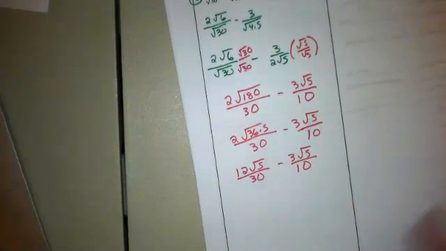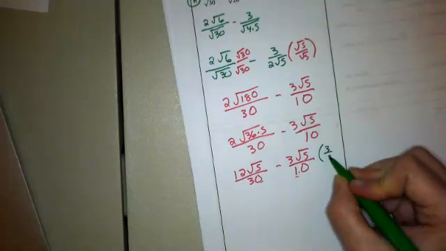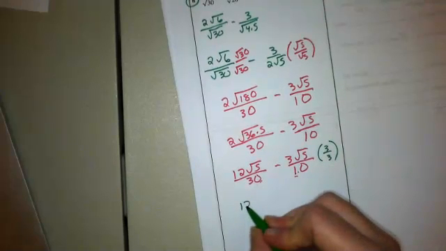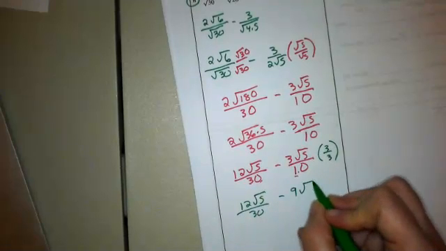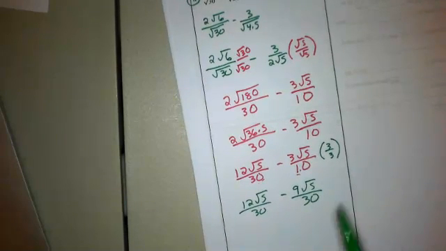Now, this is where it gets tricky. Some of you are going to want to leave it like that. I see that I could get a common denominator of 30 by multiplying the top and bottom by 3 over 3. Let's get a common denominator, okay? So I've got 12 root 5 over 30 minus 9 root 5 over 30. And that way I can simplify this down as much as possible.